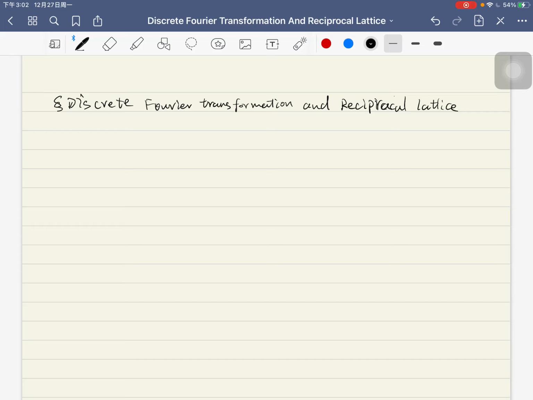In today's lectures, I want to introduce how to derive the reciprocal lattice from the discrete Fourier transformations. First of all, let's review the Brillouin zone in the one-dimensional lattice.